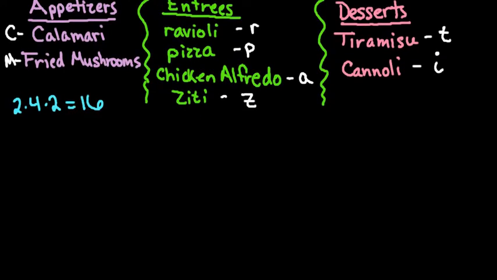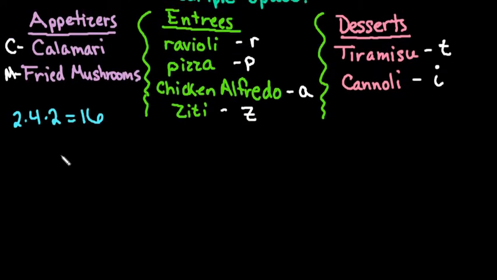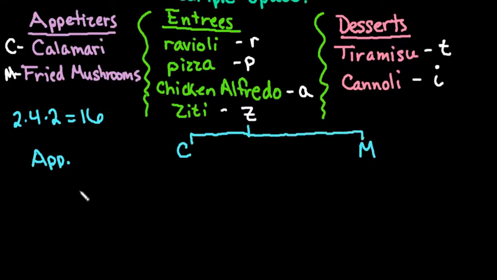So what we're going to do is look first at our appetizers. As far as appetizers go, we have 2 options. We can either get calamari or we can get fried mushrooms. From there, each of these branches out into the 4 different possibilities.